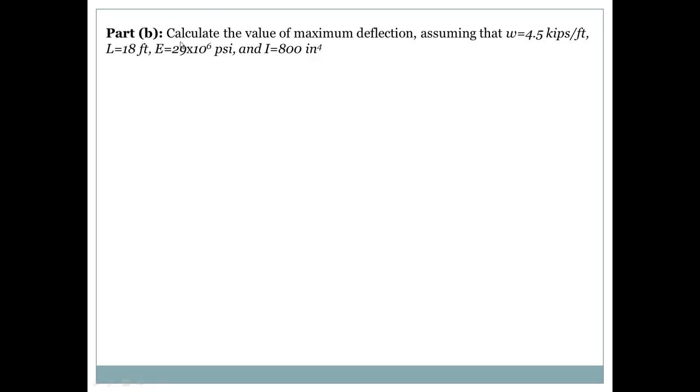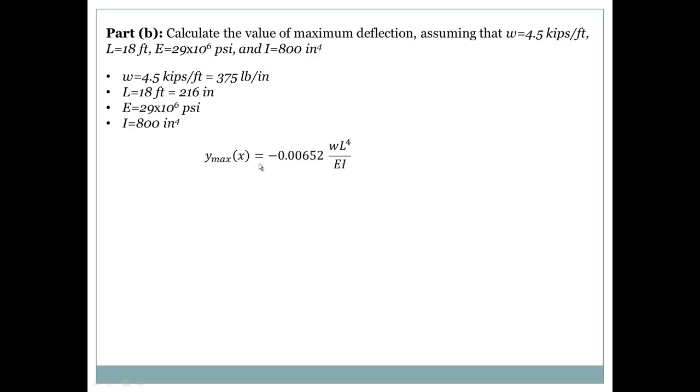Now for part B, calculate the value of the maximum deflection, assuming that W is 4.5 kips per foot, L is 18 feet, E is 29 times 10 to the 6 psi, and I is 800 inch to the 4. So this is W, and this is L, and this is E, and of course the moment of inertia I. Y max equals negative 0.00652 WL to the 4 over EI. This is what we got.